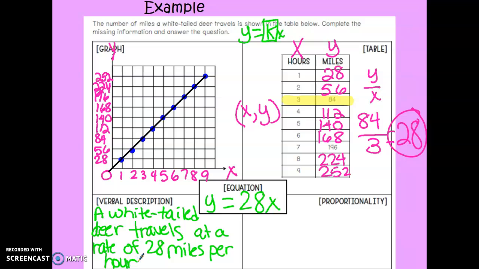And then this last one's asking us, is this proportional? And if it is, what are the ways that we know? So the first thing is we know it's proportional because we have a constant rate, and of course that's miles per hour, and that would be our k. Remember, he talks about that.